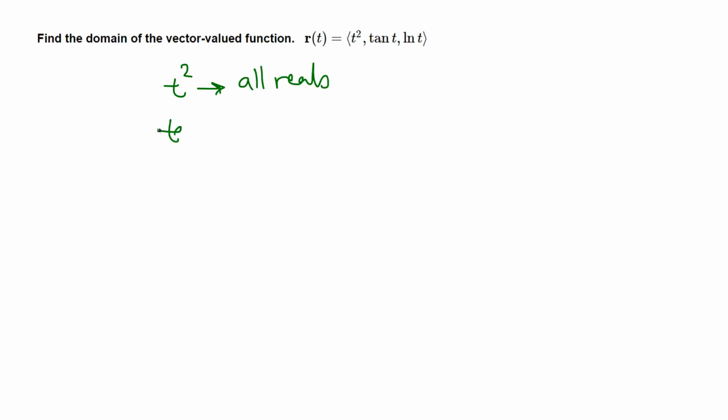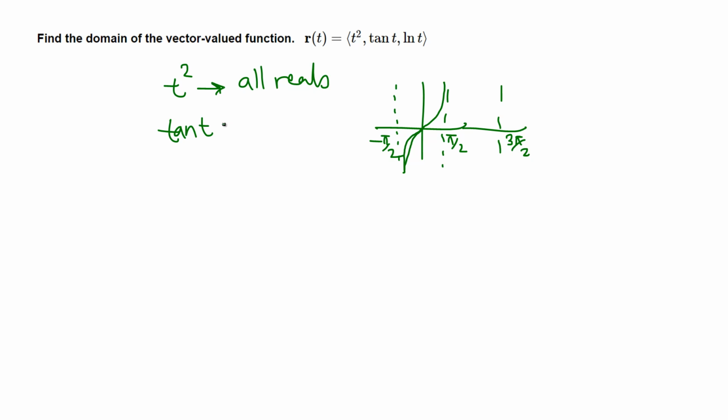For tangent t, if we look at the graph, we have vertical asymptotes at negative pi over 2, pi over 2. Okay, then we have 3 pi over 2. In fact, 1 pi over 2, 3 pi over 2, 5 pi over 2. Those are odd multiples of pi over 2. Same thing, negative 1 pi over 2, negative 3 pi over 2.